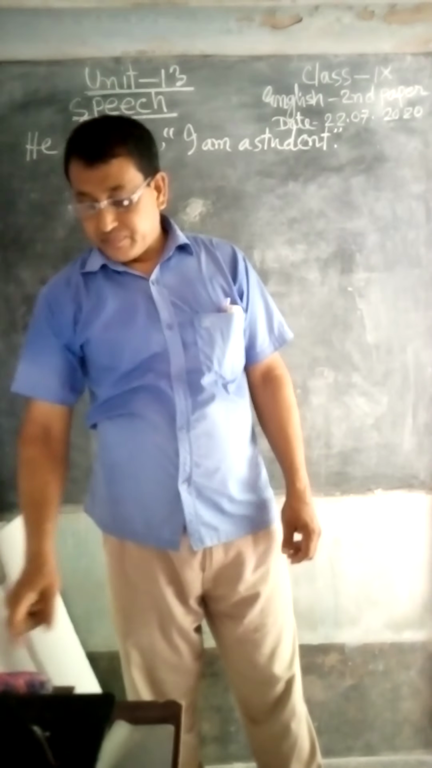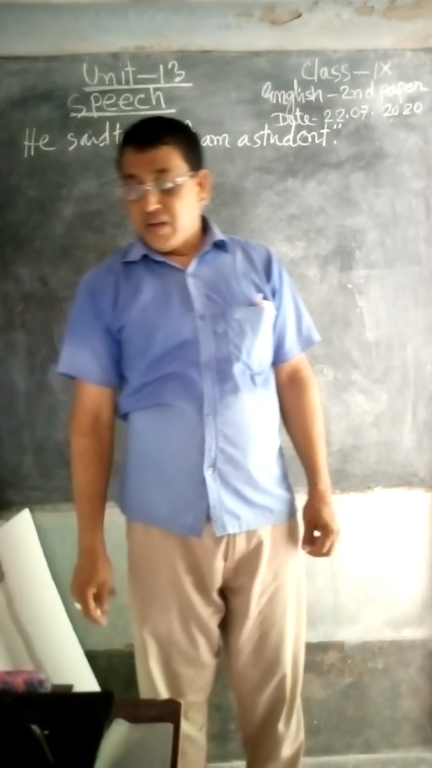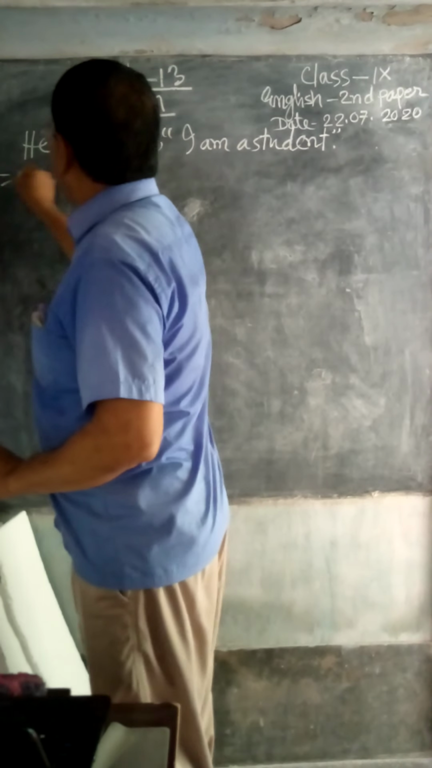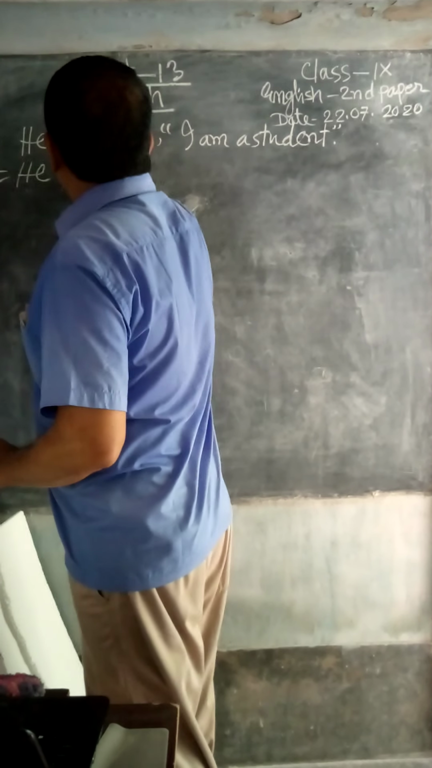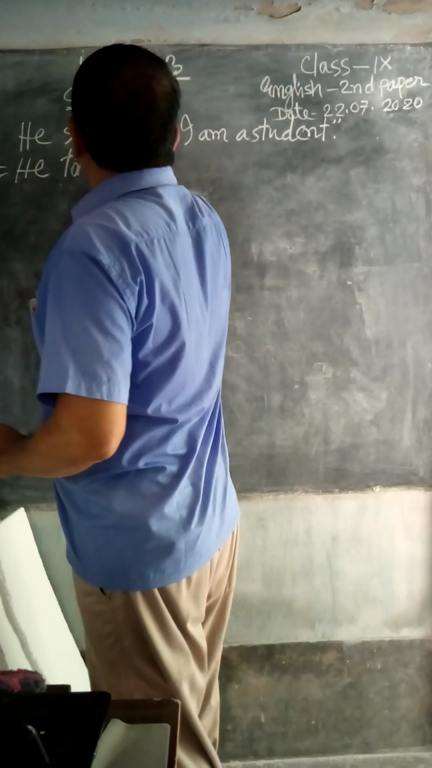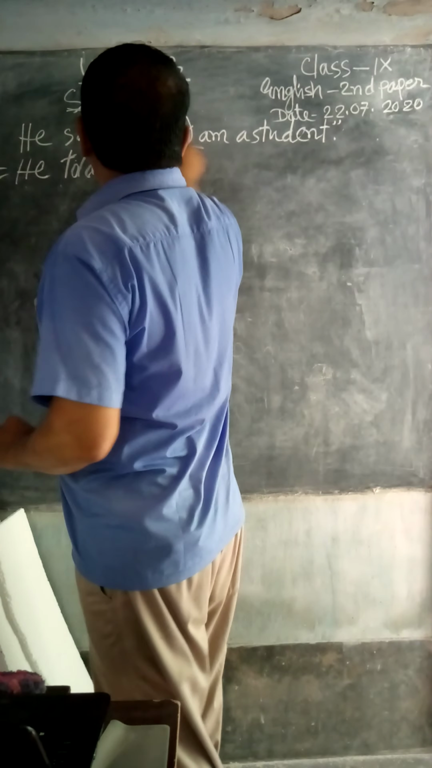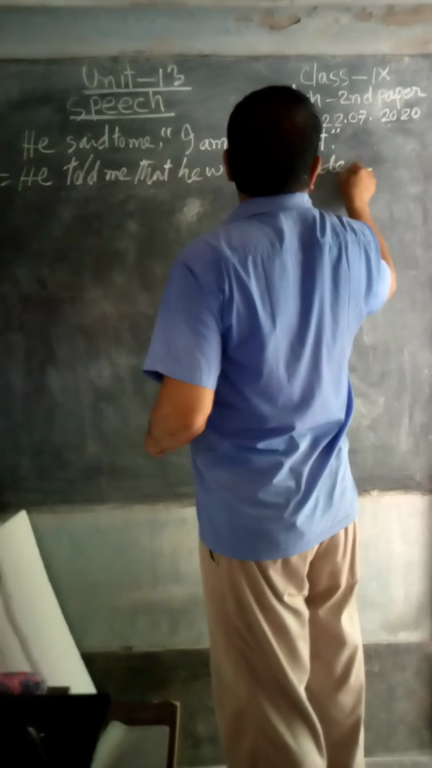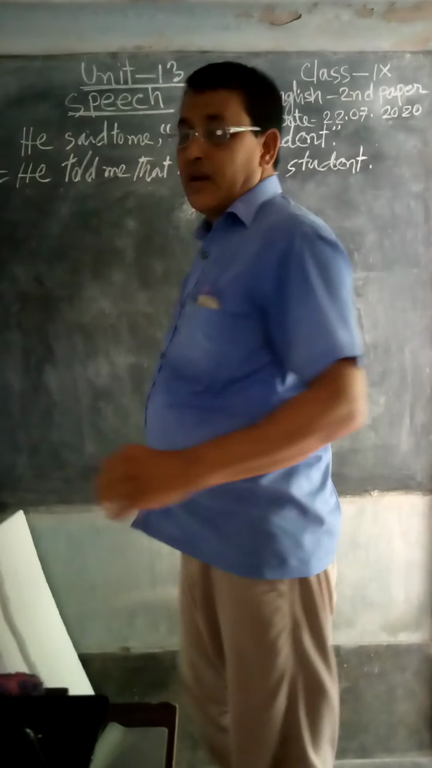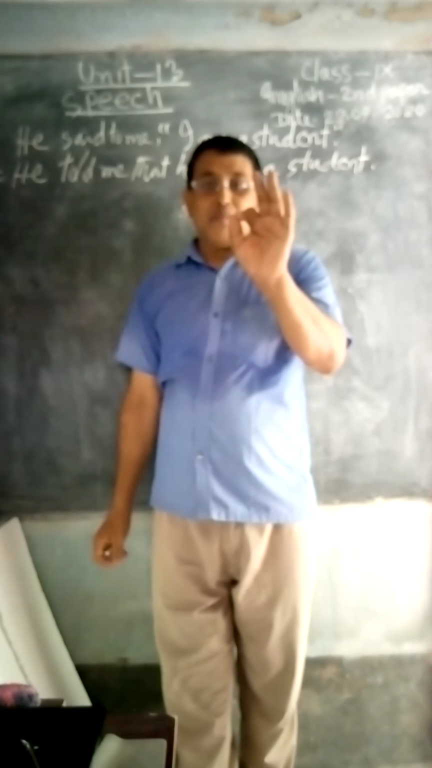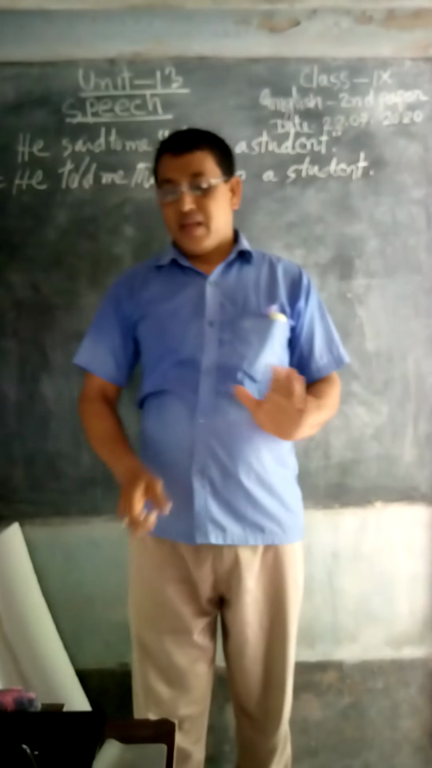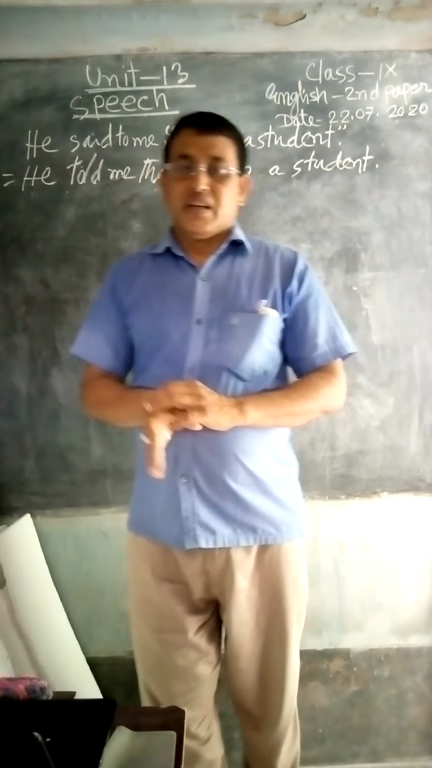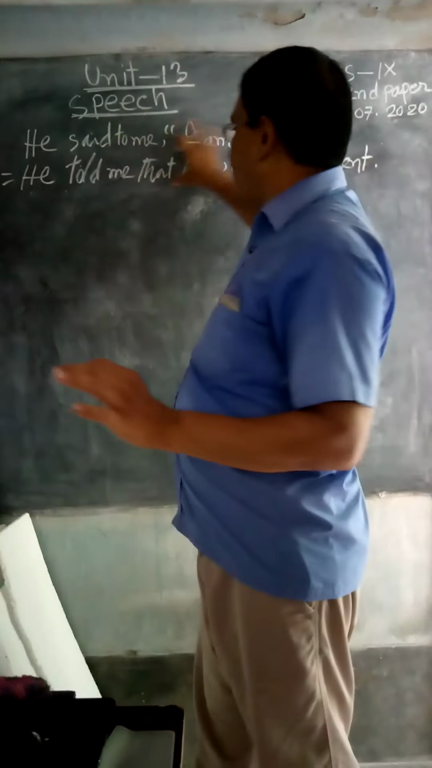Students, I am writing another line again. He told me that he was a student. And my question is, what is the difference between two types of line? You look at the blackboard, there are two lines on the blackboard.